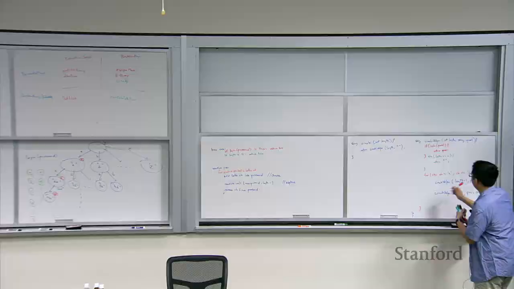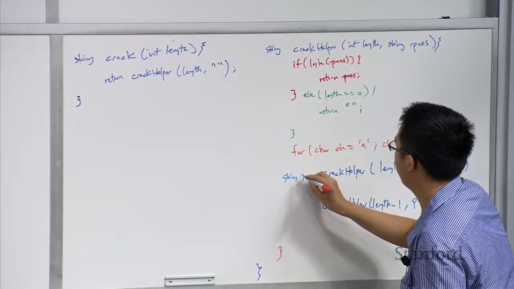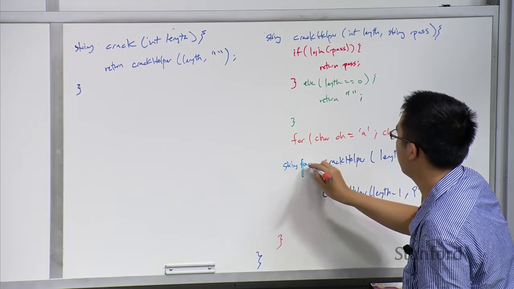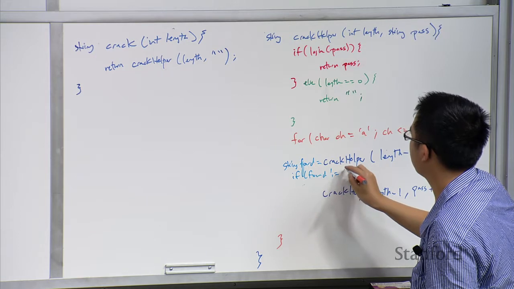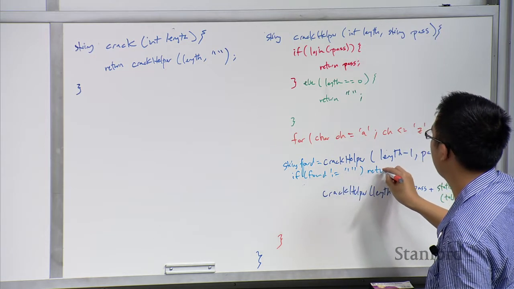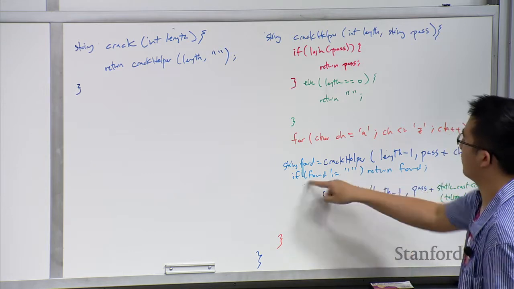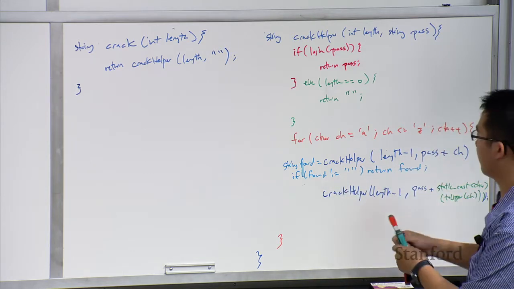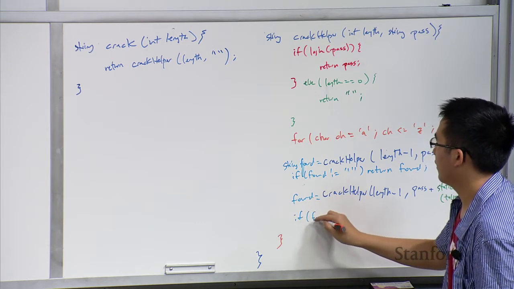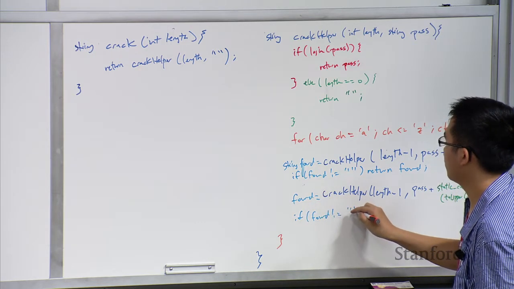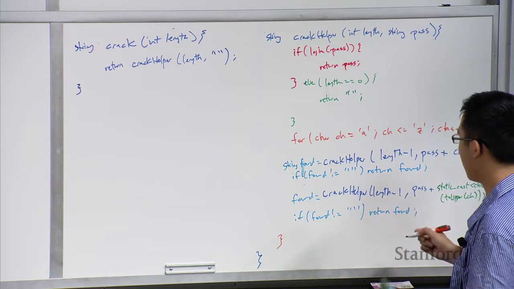Let's say string found is equal to that. If found is not equal to the empty string, then return found. So if we found the answer, then we just return it immediately. Same thing over here. Let's set found to this again. If found is not equal to empty string, then return found. Okay.